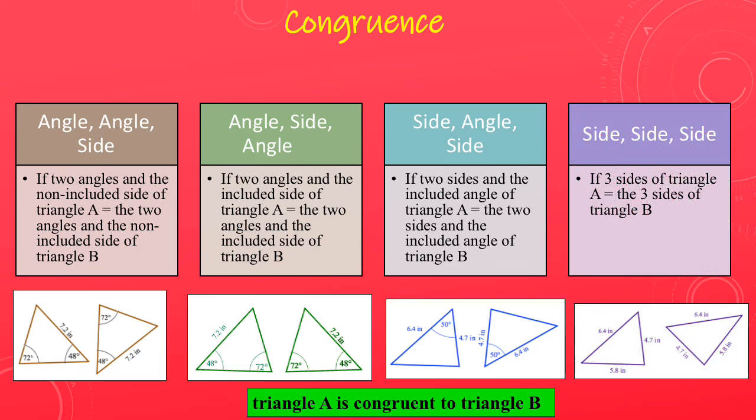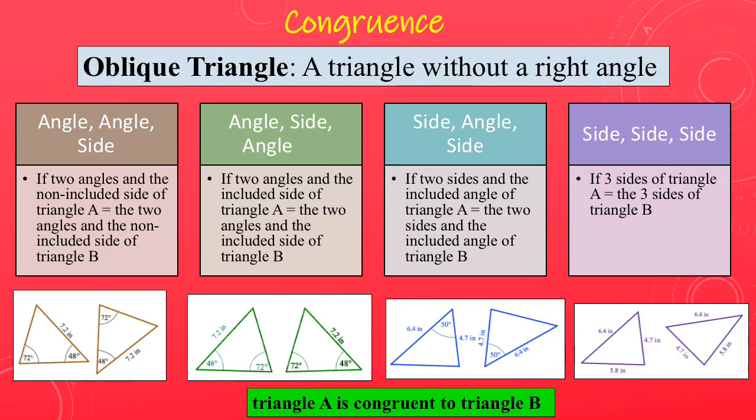Finally, we had side, side, side. If all three sides of triangle A are equal to all three sides of triangle B, then triangle A is congruent to triangle B. In trig, we take things a step further.